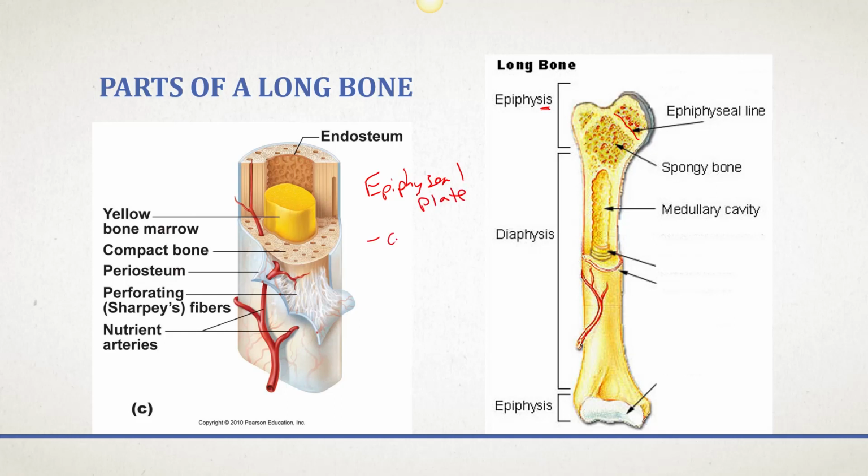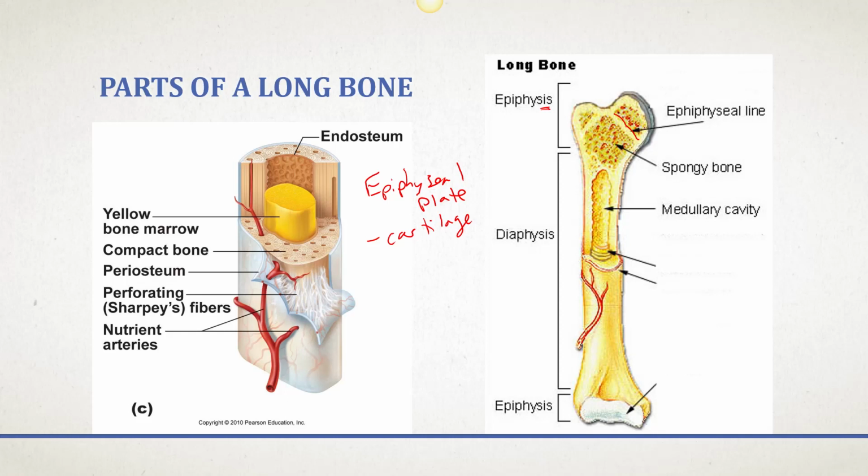And it's filled with cartilage. When you stop growing taller, this epiphyseal plate gets converted from cartilage to bone, and then it's referred to as the epiphyseal line, which is really the remnant of the growth plate.